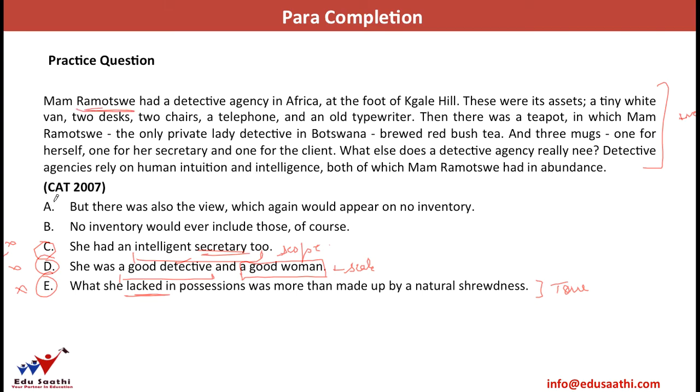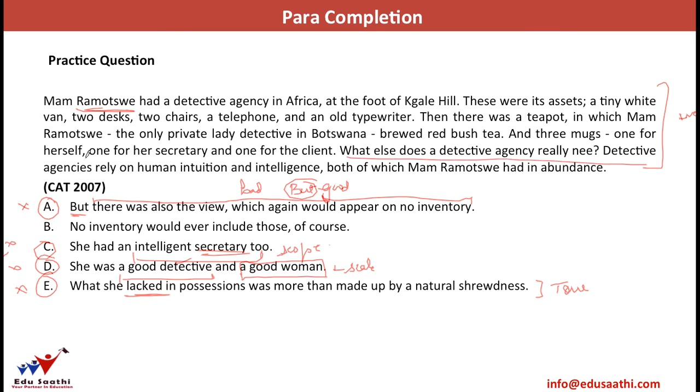Right. Then alternative A is removed. Why? Because it starts with a "but" and discusses something that is good. So after the "but", there is something that is good. And if I'm writing a "but", there must be a contrasting thing that precedes it, so there must be something that is bad. So my penultimate sentence must discuss a negative aspect of Ma'am Ramaswamy, which is not happening actually.